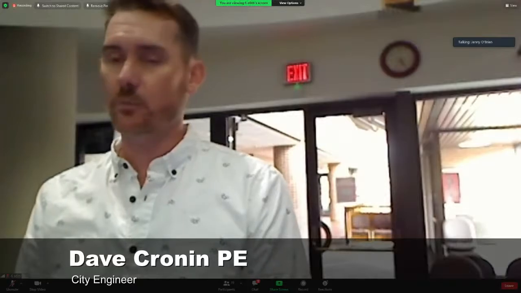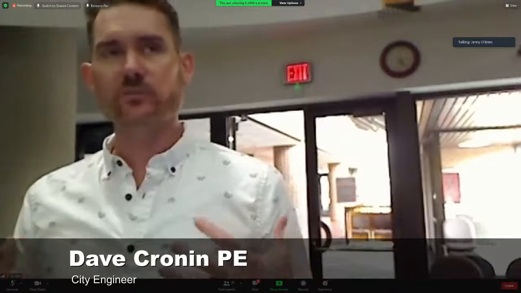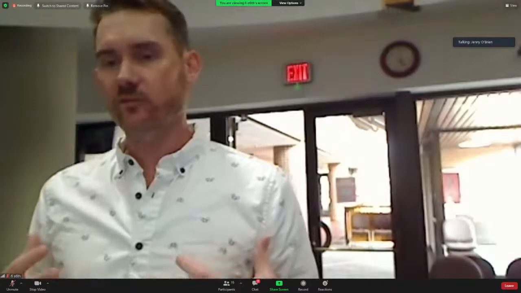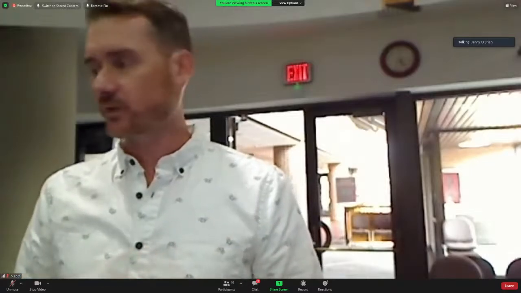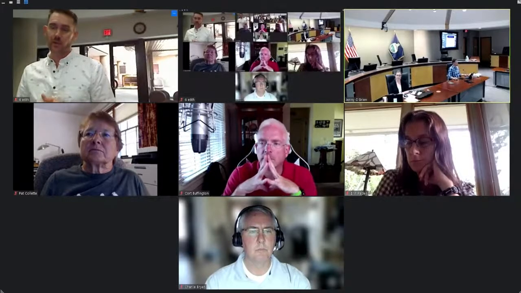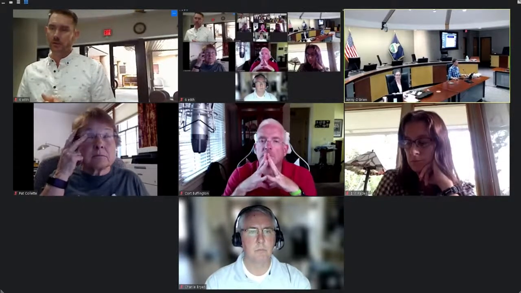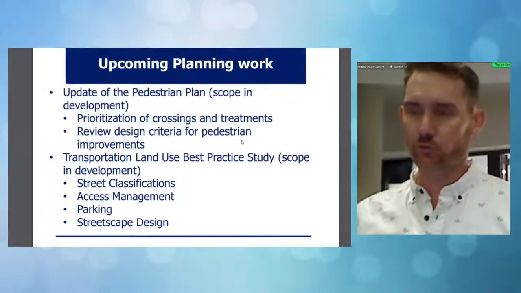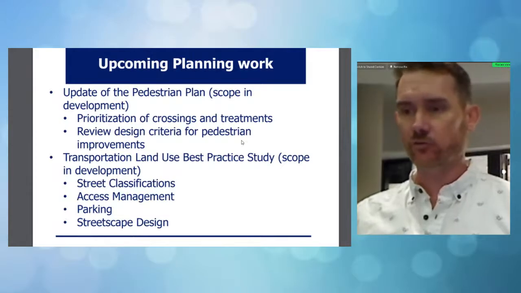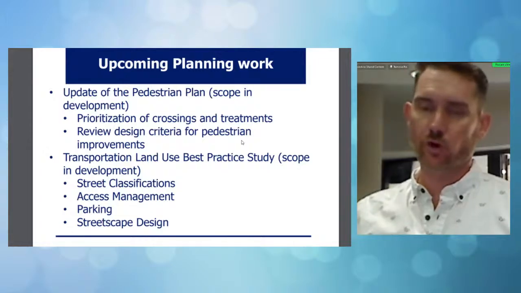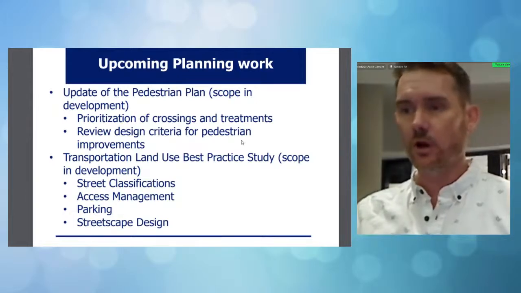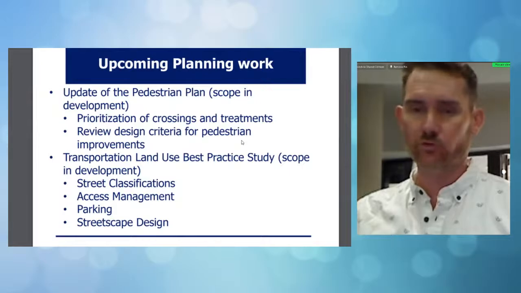That would be important to have a public process on, because there could be some competing interests. A lot of safety improvements for pedestrians at signalized intersections may necessitate reducing capacity for vehicular movements, changing signal timing, or eliminating lanes. So there are certainly things in that regard that could be discussed with that pedestrian plan, and I think there could be some opportunities there through that planning work.